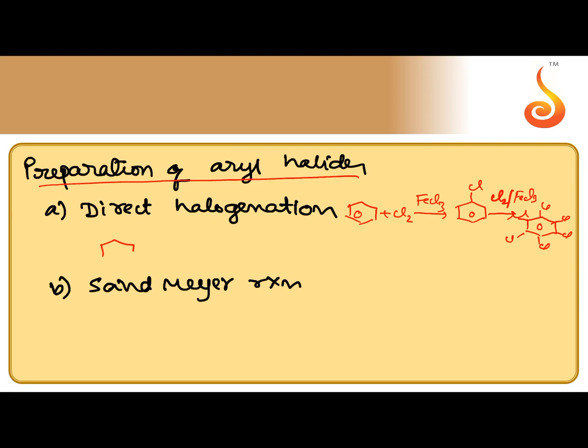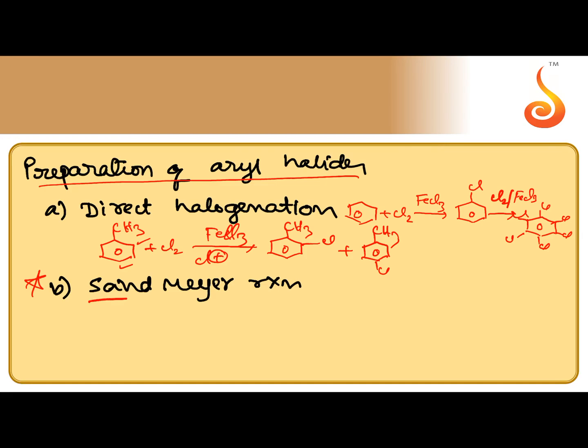If it is substituted, suppose methyl benzene, substituted benzene, in the presence of chlorine and FeCl3, Cl plus chloronium ion attacks at ortho as well as para, because CH3 is ortho para directing group. So by this method also we can get substituted aryl halides.